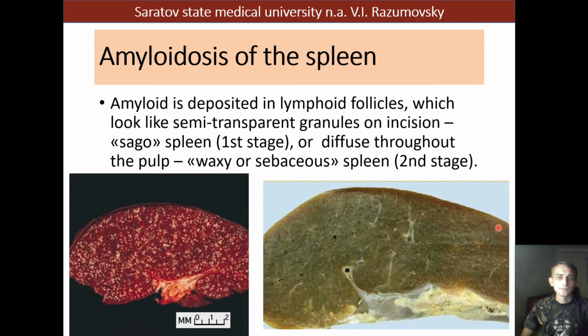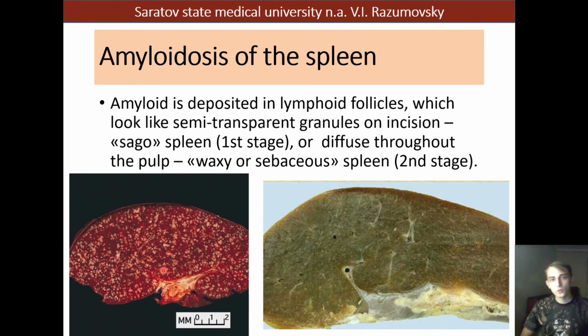Amyloidosis of the spleen. Amyloid is deposited in lymphoid follicles, which look like semi-transparent granules on incision, and have the name sago spleen. It is the first stage of amyloidosis of the spleen. And after it, you can see diffuse development of the process to all pulp of spleen, and you can see waxy spleen, second stage.